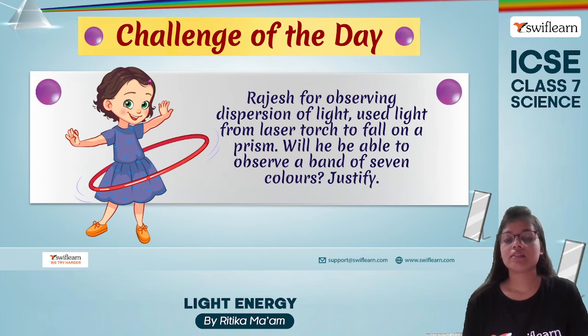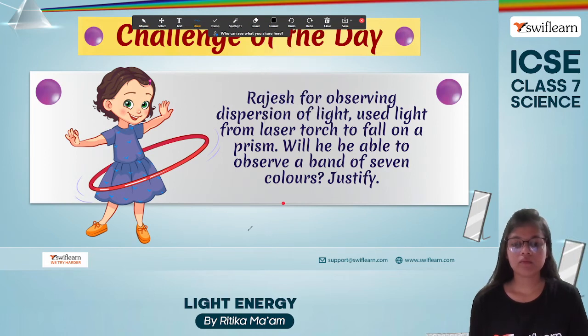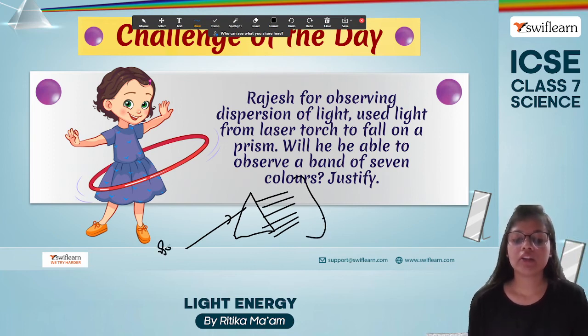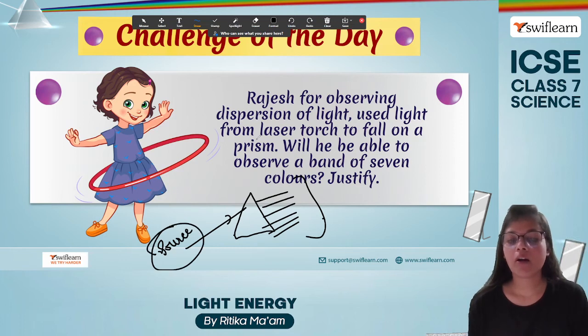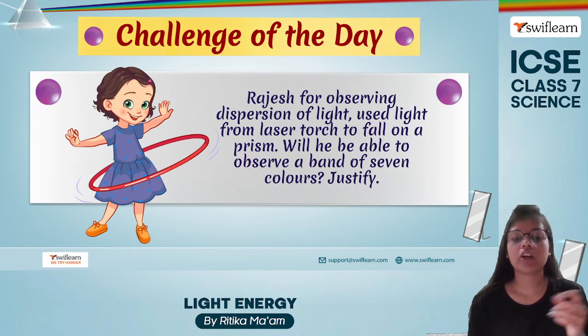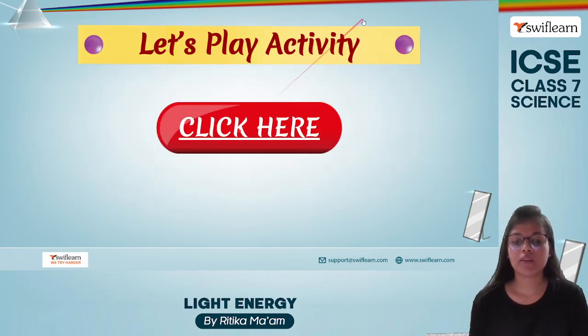The challenge of the day asked: Rajesh, for observing dispersion of light, used light from a laser torch to fall on a prism. Will he be able to observe a band of 7 colors? Now, if this is a prism and light is passing through it, it splits into 7 colors, and that is how we are able to see the band. So here we need a light source. But a laser torch is a monochromatic source of light, so it will give just one color, and we will not be able to see the band of 7 colors. So we do not need a laser torch here; a simple torch would work.